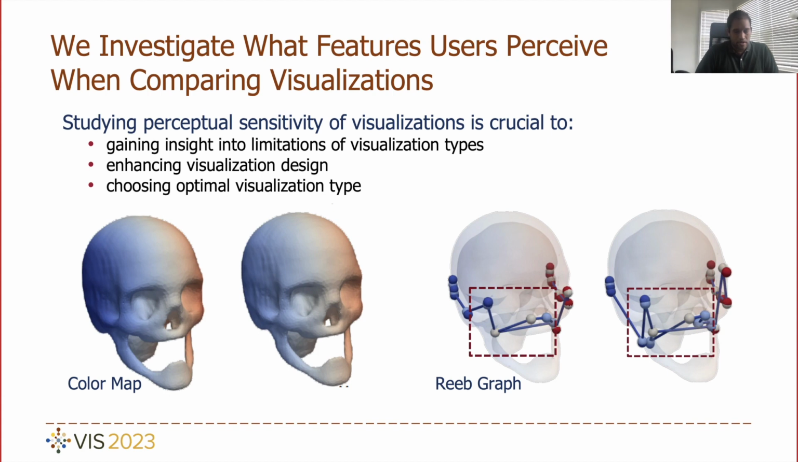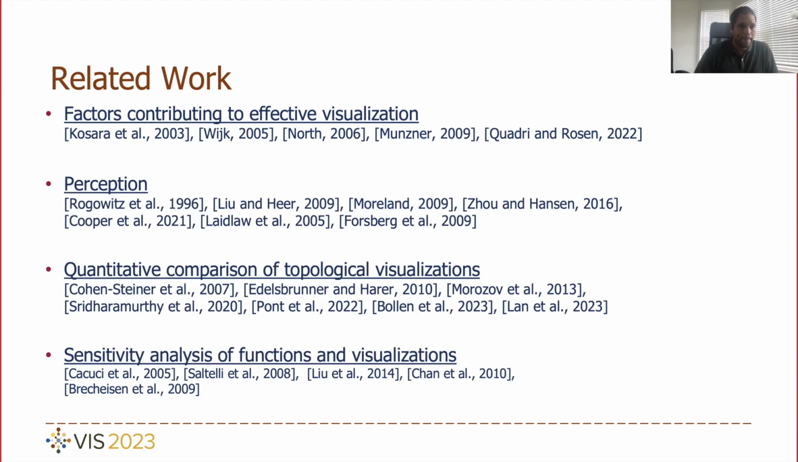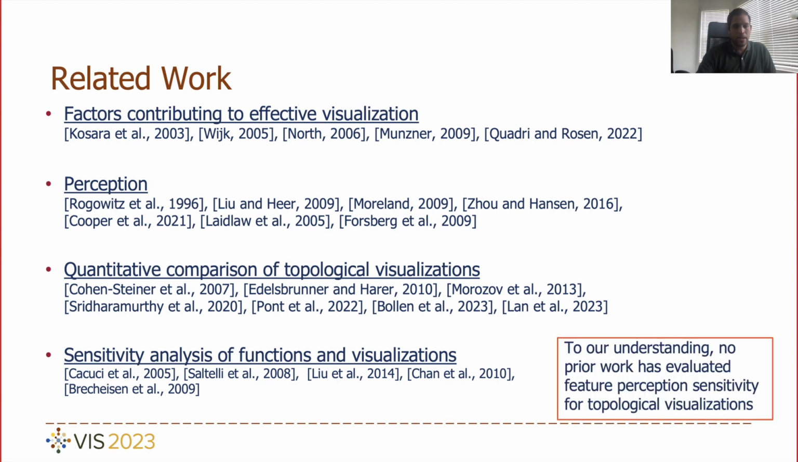The findings of our study will also help guide users in choosing the optimal visualization type depending on the application at hand. Now, several aspects relevant to our study have been previously studied, which include factors contributing to effective visualization, perception, various metrics for quantitative comparison of topological visualizations, and some foundational work in sensitivity analysis of functions and data visualizations. However, to our understanding, no prior work has evaluated feature perception sensitivity for topological visualizations.